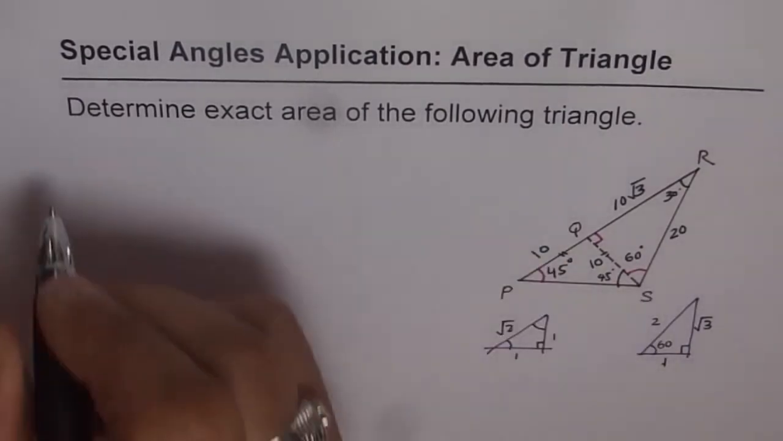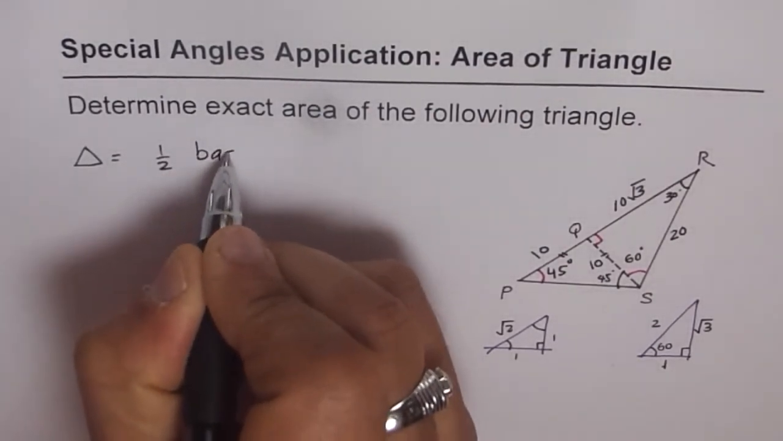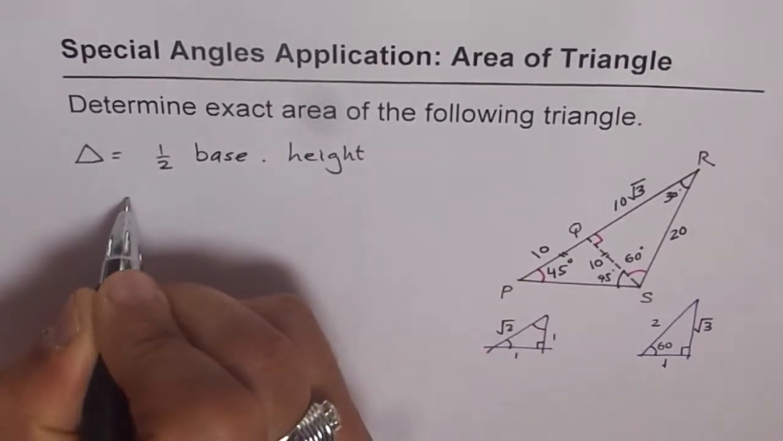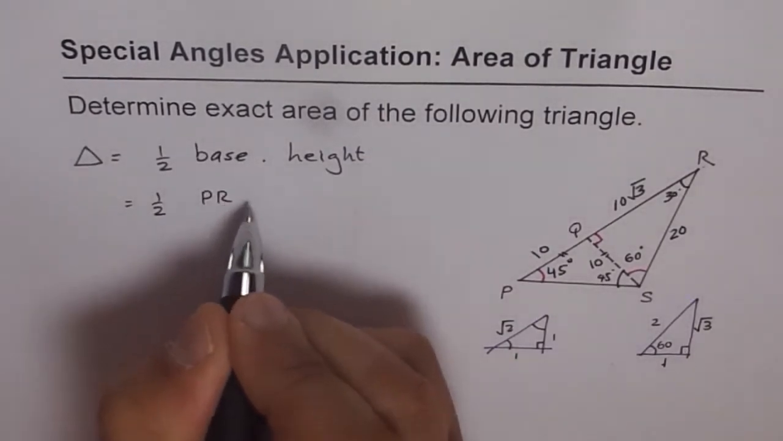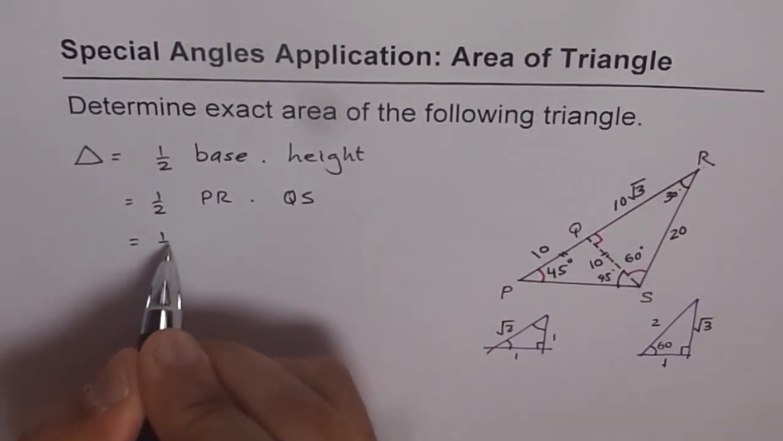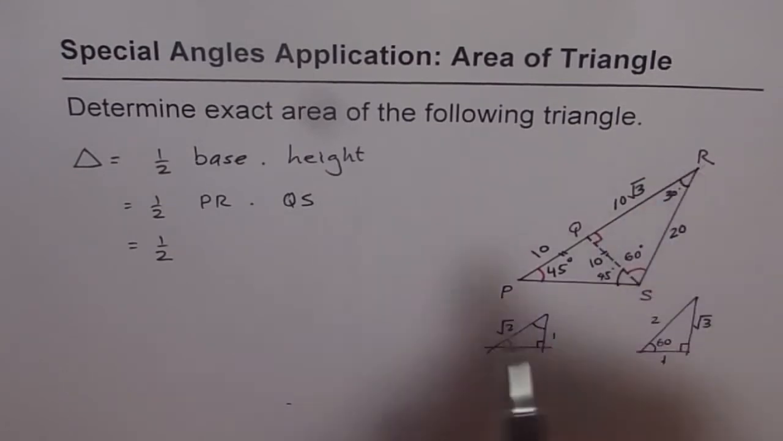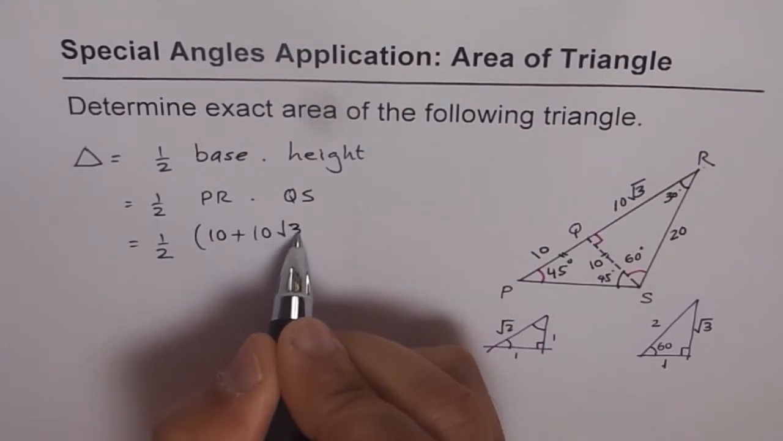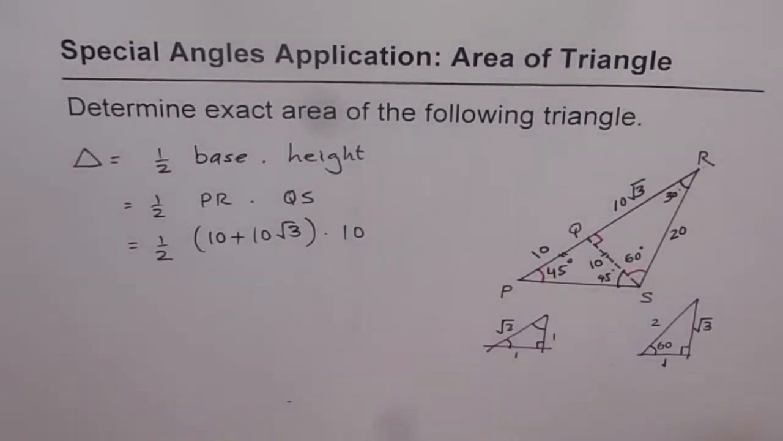Now let's find out the area of the triangle. The area of the triangle is half base times height. Now in this case, what is the base? Base is PR and the height is QS. So we can plug in the values and calculate. PR is PQ plus QR. So let me write this as 10 plus 10 square root of 3, and QS is 10, right?